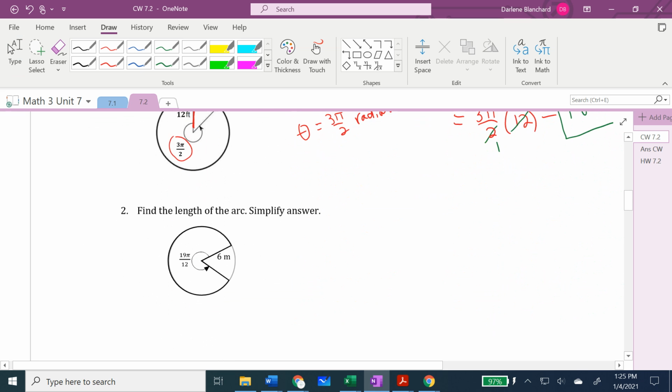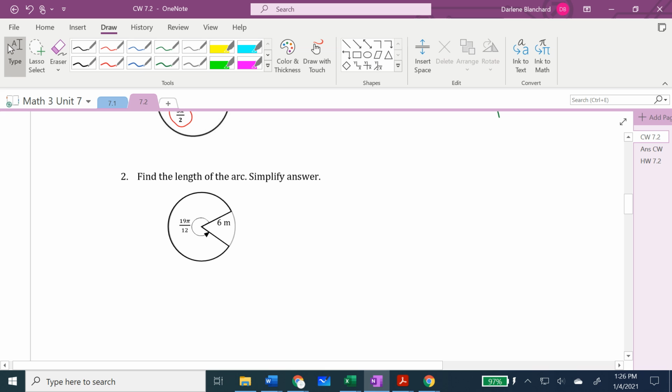So now everybody try this next one. Can you find the length of the arc? And just to make sure you're clear, this arc, what is its length? And type it into chat when you've got it.